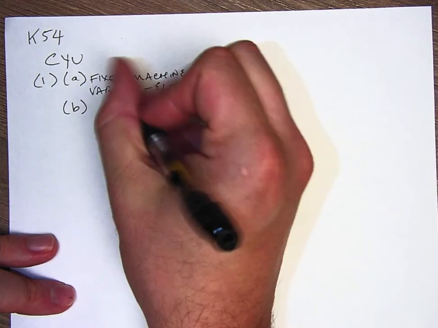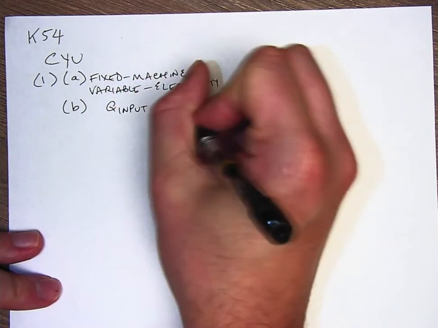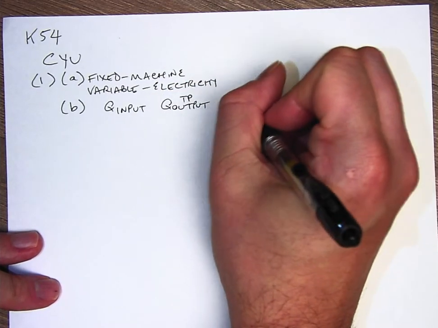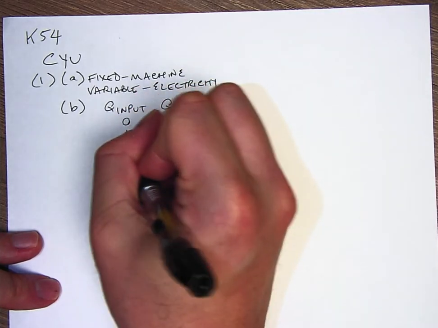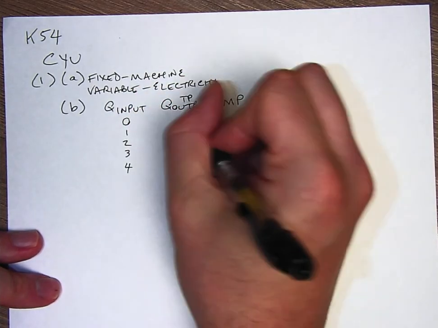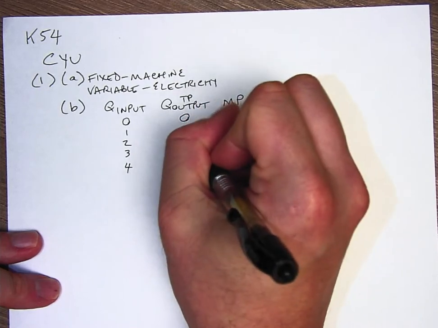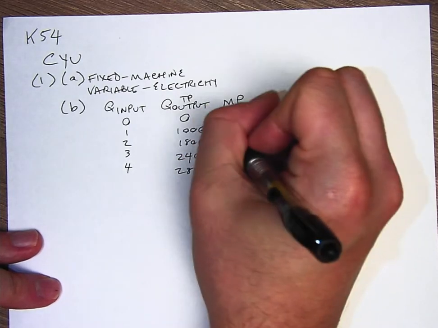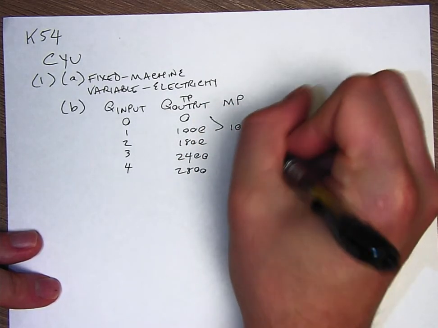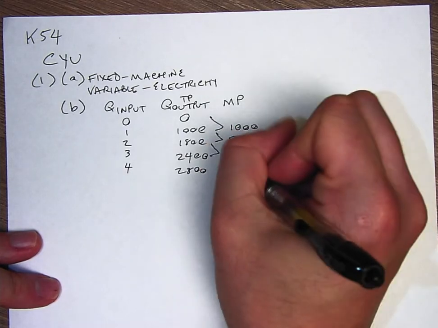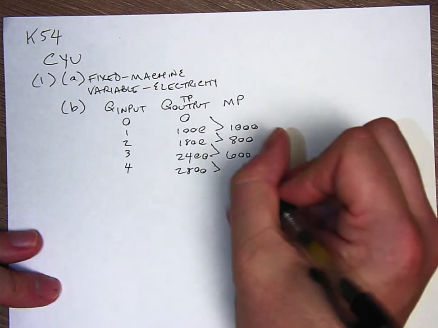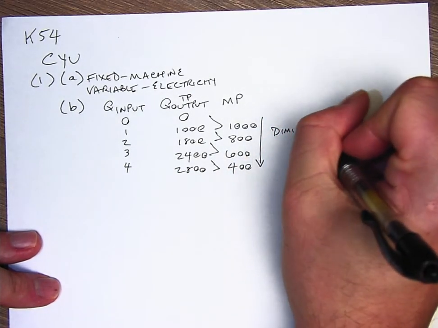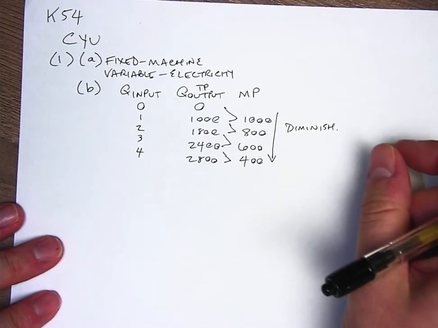So we'd say quantity of input, quantity of output, or that is to say total product, and marginal product. So 0, 1, 2, 3, 4, those are what we're given, and 0, 1,000, 1,800, 2,400, and 2,800. Again, that's just what we're given, and the marginal product here is 1,000, 800, 600, and 400. So that illustrates diminishing returns. Yes, it does illustrate diminishing returns.